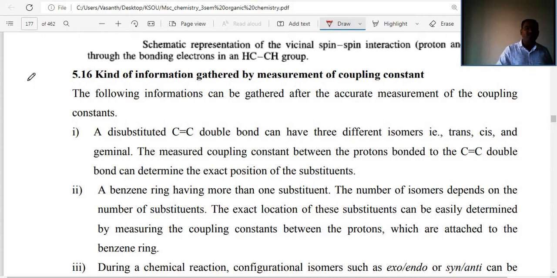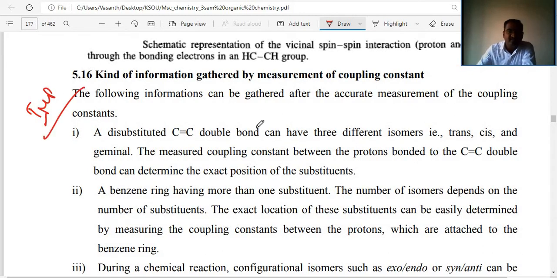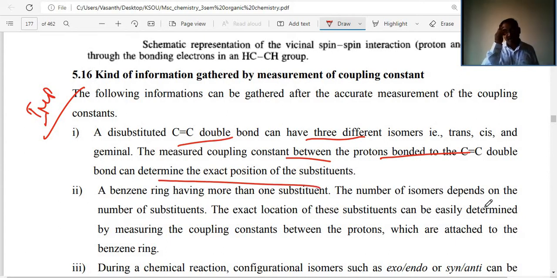What kind of information is gathered by measurement of the coupling constant? This is also very important. A disubstituted carbon-carbon double bond can have three different isomers: trans, cis and geminal. The measured coupling constant between the protons bonded to the carbon-carbon bond can determine the exact position of the substituents.